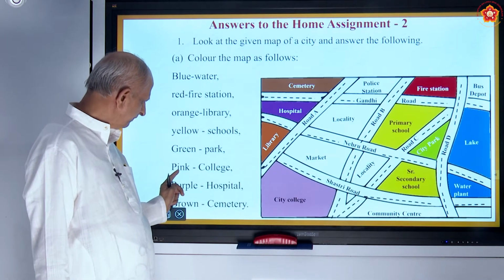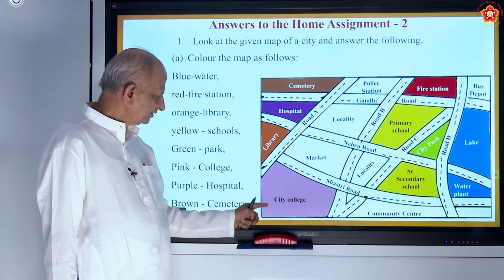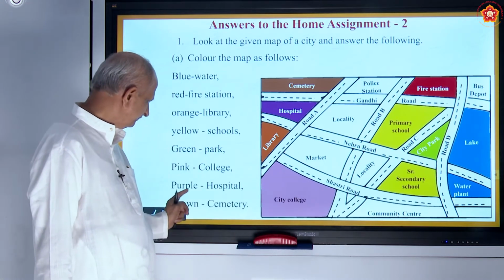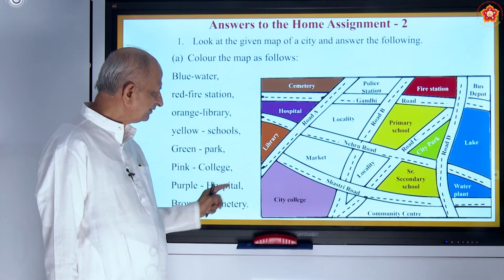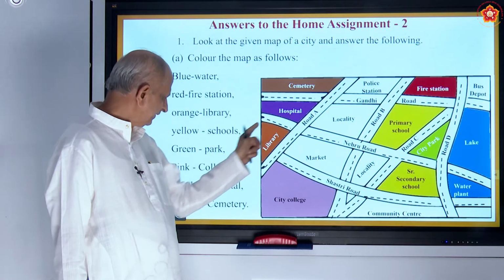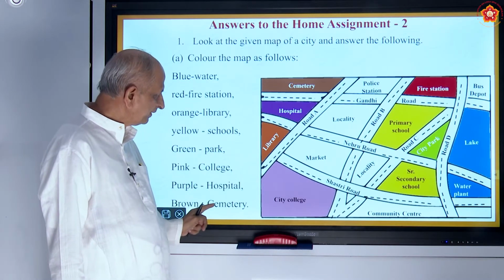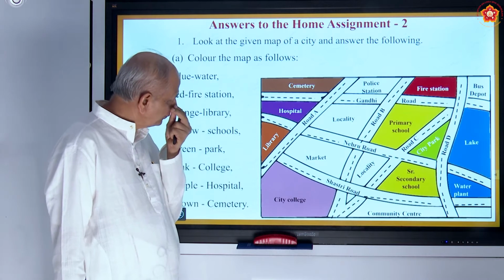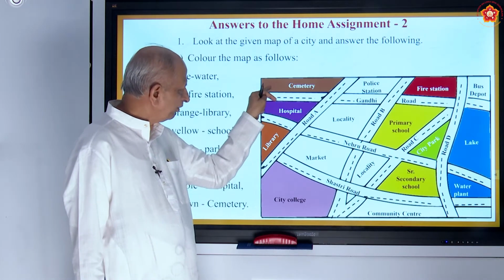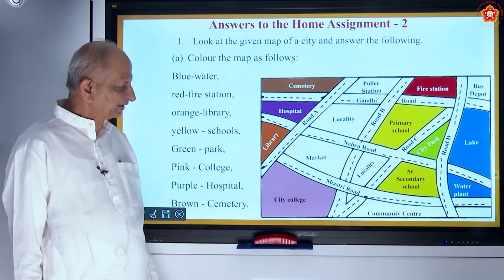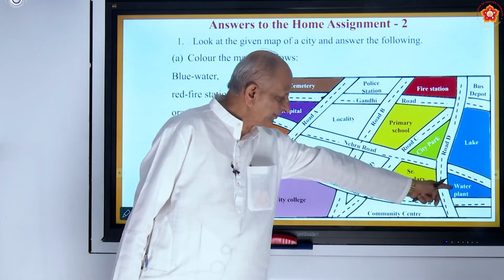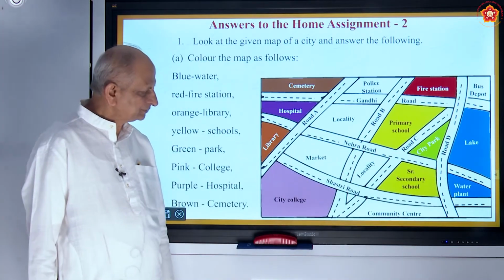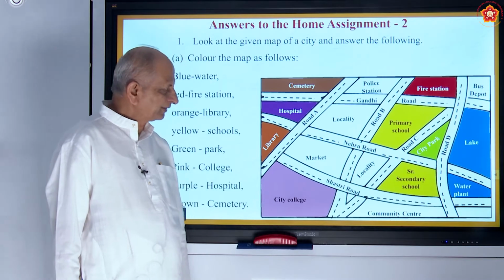Then you have pink for college, city college, pink color. Purple for hospital, purple color. Brown for cemetery. So cemetery is brown color. So different colors are given. This is lake and water plant, so that is blue color.